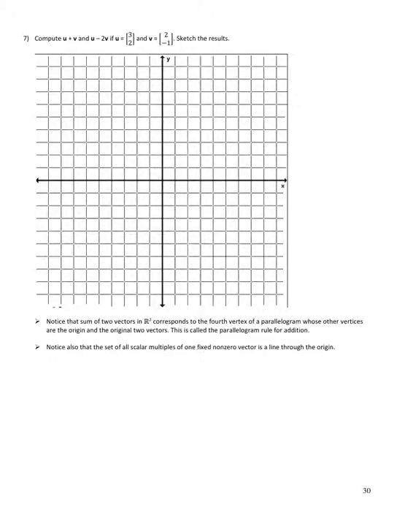Okay, so I have U and V. U is (3, 2), and V is (2, -1), and I want to compute U plus V, U minus 2V, and sketch the results. All right, so I'm going to sketch U and V first. So U is (3, 2), so I go over 3, up 2, and this vector is U. And then V is (2, -1), which is this vector.